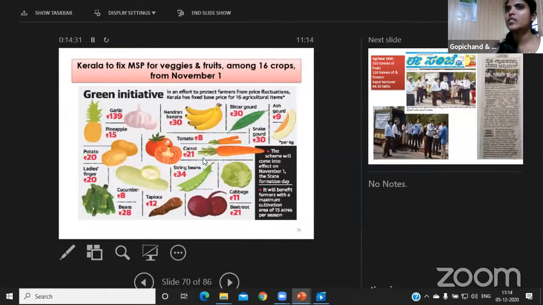And other initiatives taken recently: Kerala fixed MSP for vegetables and fruits among 16 crops. If some such initiatives are taken, the farmers will move further to increase area and production of horticultural crops in a positive way. But it will benefit the farmers with the maximum cultivable area of 15 hectares per season.